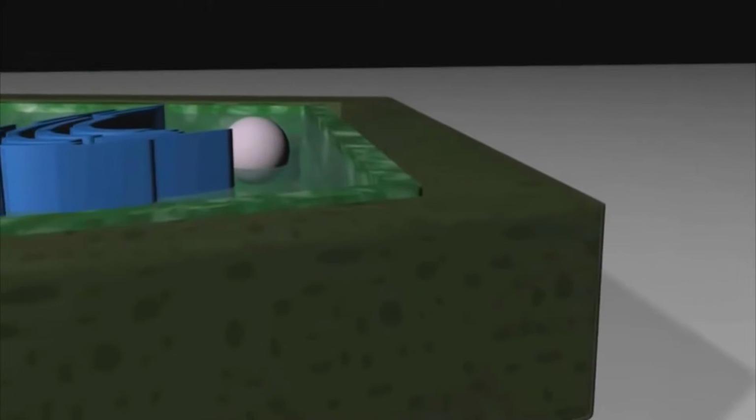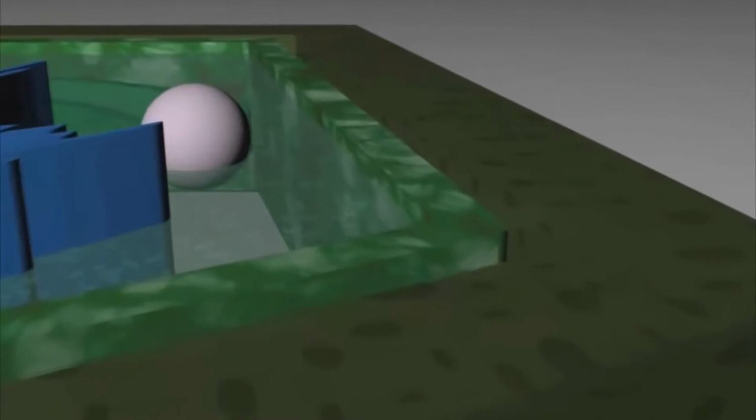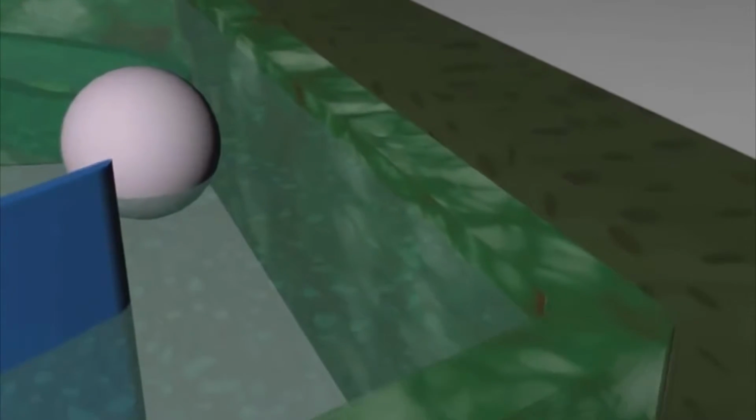Cell membrane, the thin layer of protein and fat that surrounds the cell. The cell membrane is semi-permeable, allowing some substances to pass into the cell and blocking others. The cell membrane is selectively permeable to ions and organic molecules and controls the movement of substances in and out of the cell.